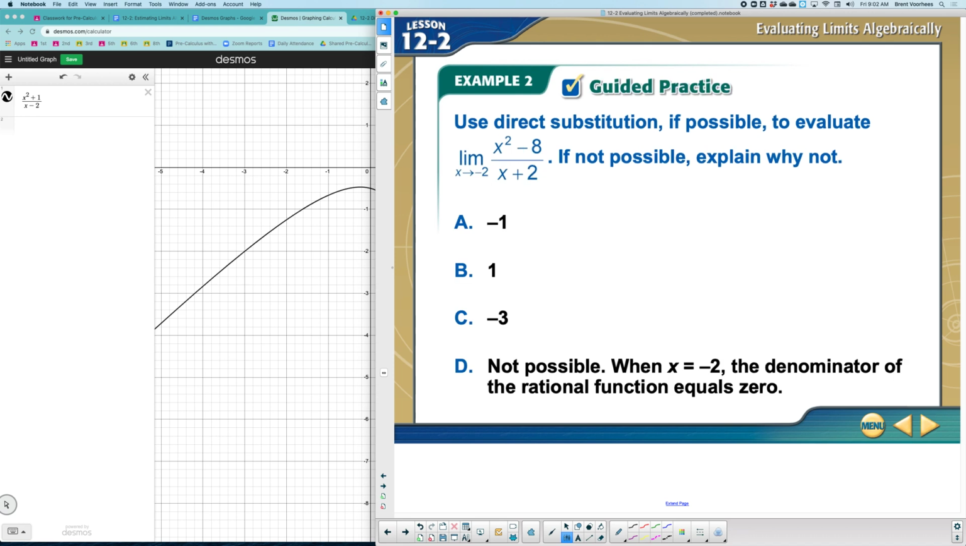All right, your turn to try to use direct substitution to evaluate this limit. If it's not possible, explain why. Pause the video if you need more time.